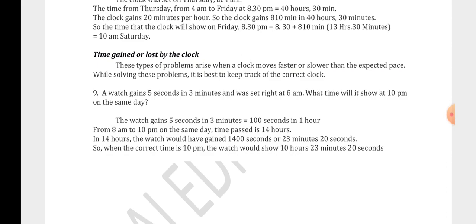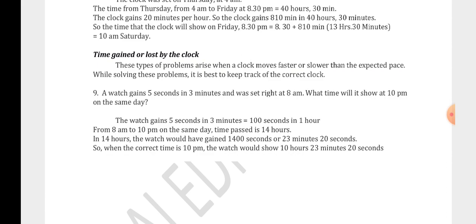We can convert the 3 minutes into an hour. 3 into 20 is 60 minutes, which means 1 hour. Then we have to multiply the 5 seconds also: 5 into 20 is 100 seconds. That means in 1 hour, it gains 100 seconds.